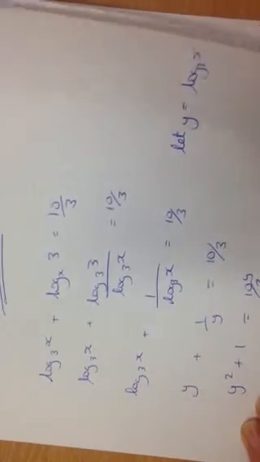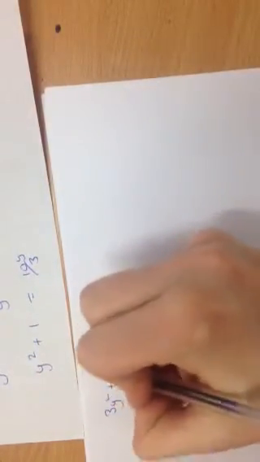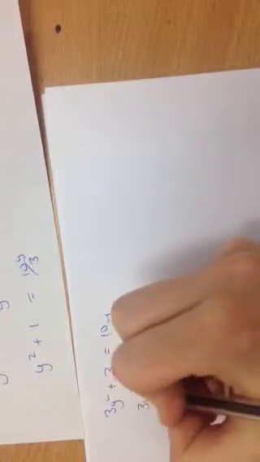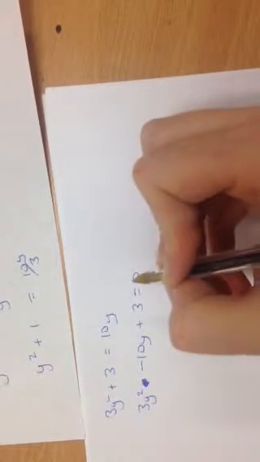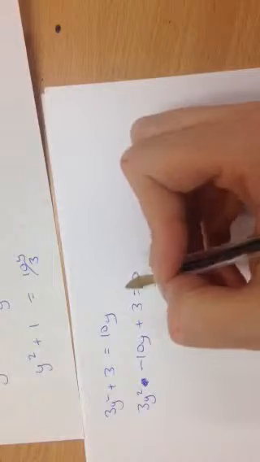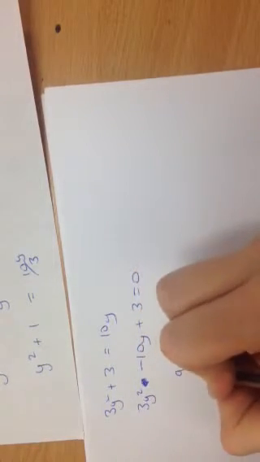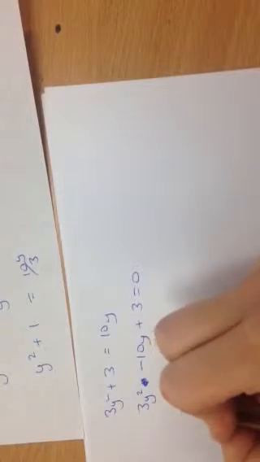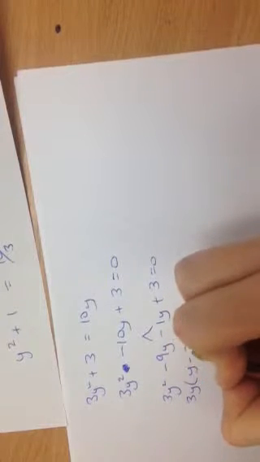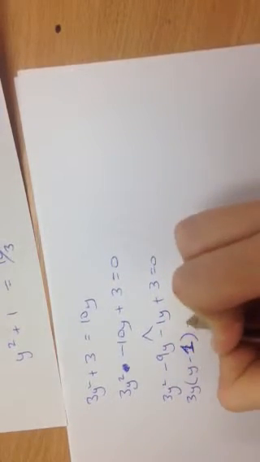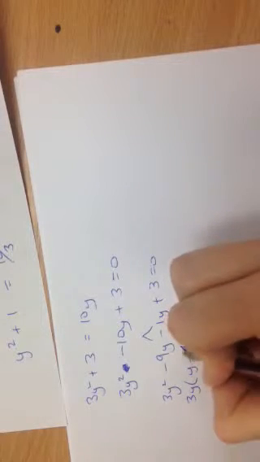And I could then multiply across by 3, so that's 3y squared plus 3 is equal to 10y, so that's 3y squared minus 10y plus 3 equals 0. You can solve that, and that's a 9y, a 1y, minus. You could do this faster. Right, that is meant to be a 3.